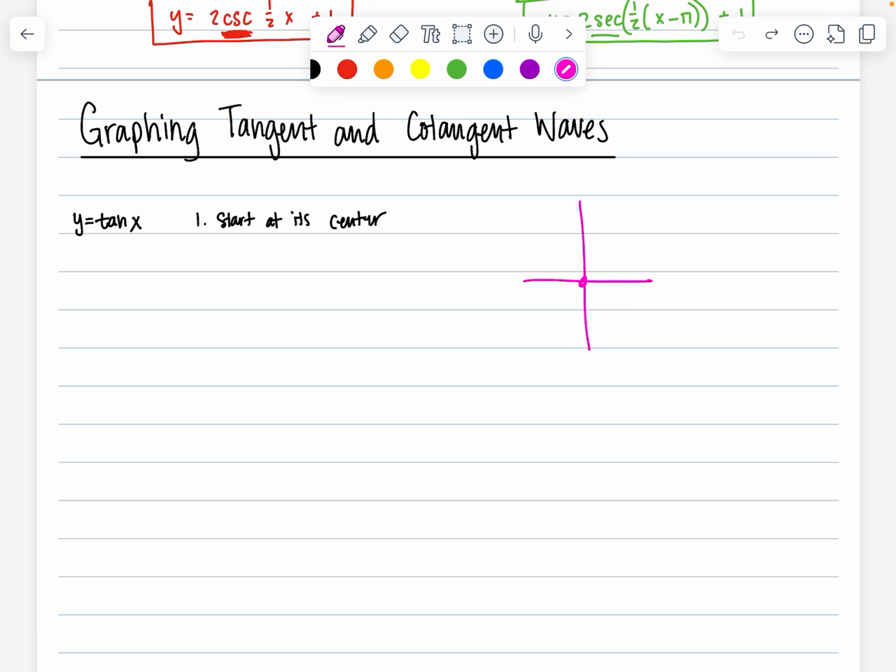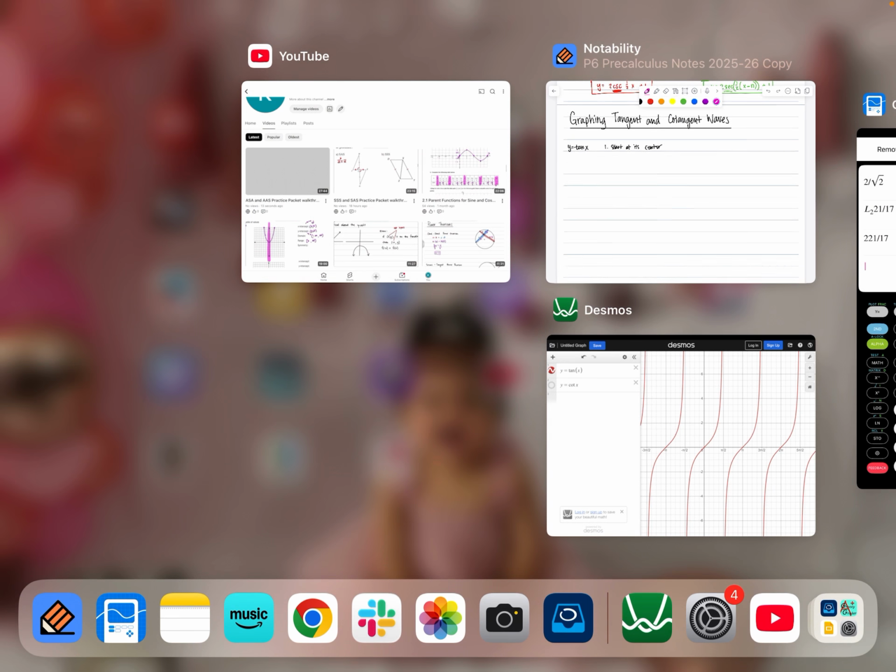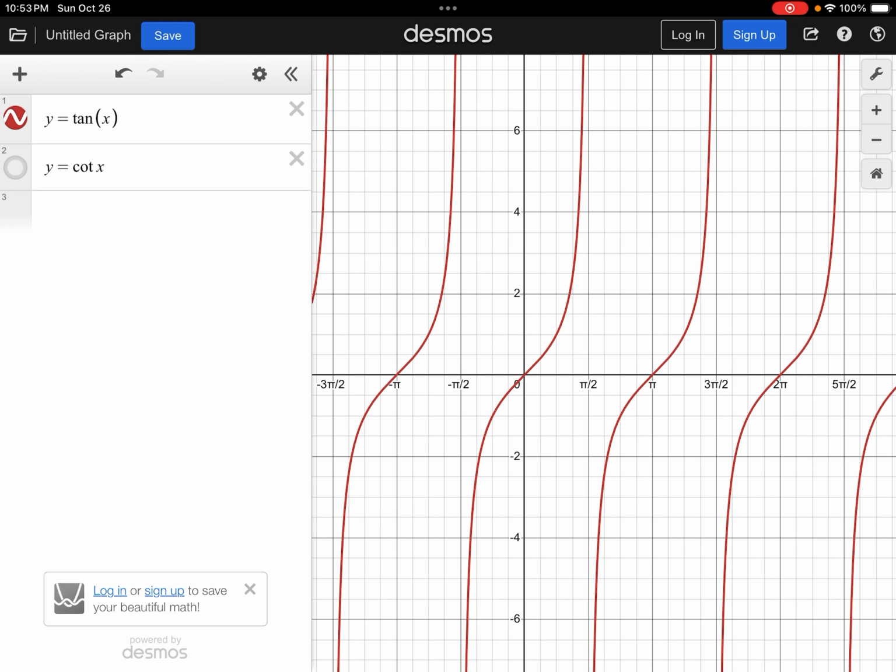That is one of our main components, and you can see what I mean here in Desmos, where here's a tangent wave. The wave repeats itself over and over, and it looks like we have vertical asymptotes at negative pi over 2, at pi over 2, at 3 pi over 2, and at 5 pi over 2. If you find the difference between pi over 2 and 3 pi over 2, it's exactly pi. So a tangent wave has a length of pi.